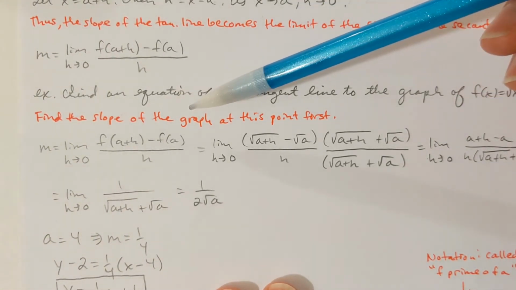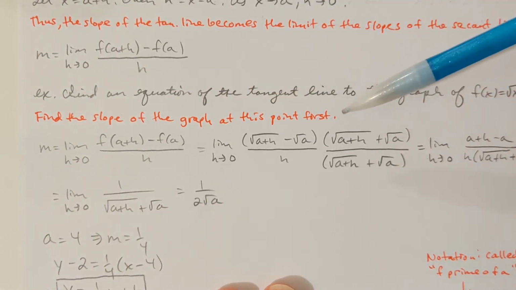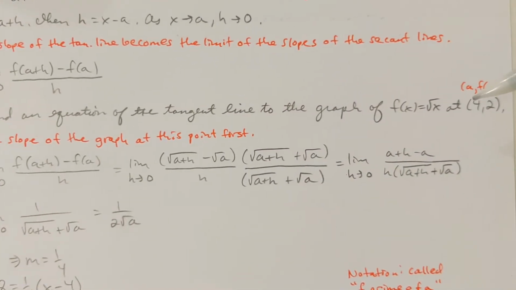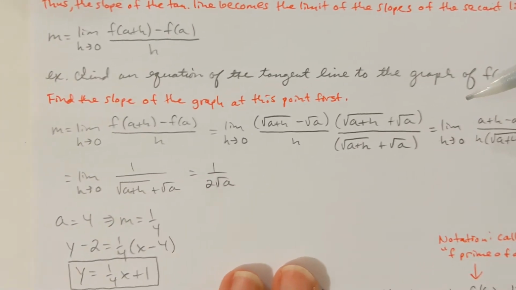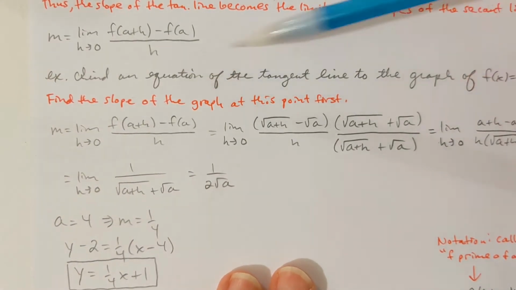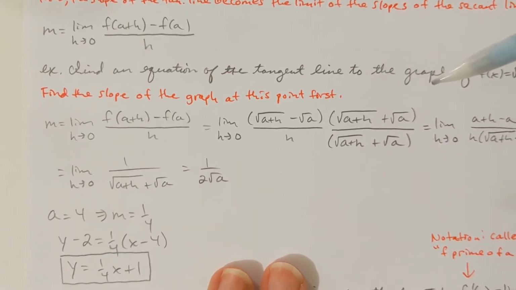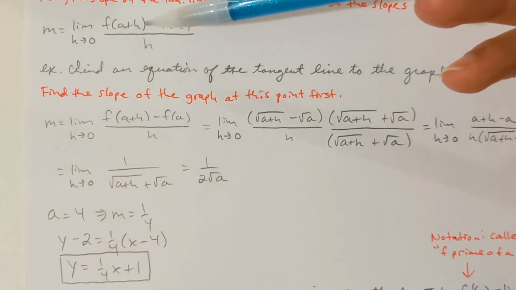So now let's find the slope of the graph at this point. Once we know the slope, then we can use the point-slope formula because I know a point on this line, and then I'll be able to find the equation of this line. All right, so I've got to find the slope of the tangent line.